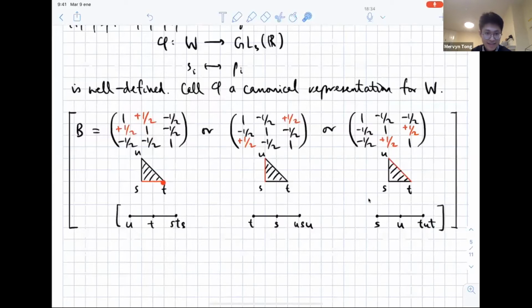So in this case, it's the ST edge that's special. In this case, it's the SU edge that's special, corresponding to this pair. And here is the TU edge that's special, corresponding to this plus a half pair. And each of these different bilinear forms you can get by considering a different isomorphism from this shaded triangle to this flat Coxeter group by choosing different generators.